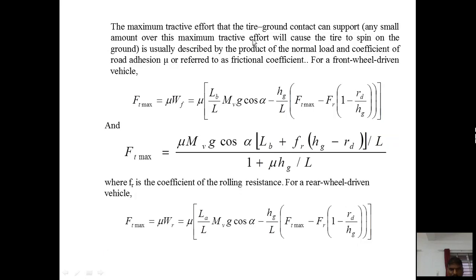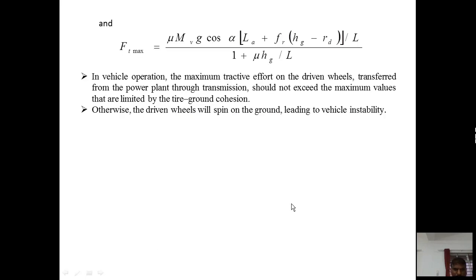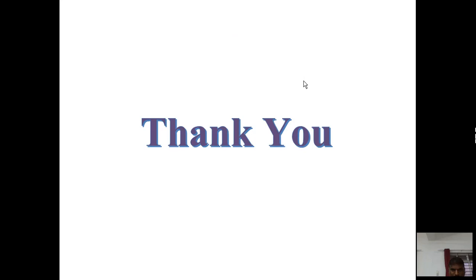Then the maximum tractive effort that the tire-ground contact can support is limited; going over this maximum tractive effort will cause the tire to spin on the ground. Here the F_t max formula is derived, and finally F_t max equal to mu M_v g cos alpha times (L_a plus f_r h_g minus F_w h_a divided by L), the whole divided by (1 plus mu h_g by L). Using this expression we can calculate the tire-ground cohesion, and the driven wheel will spin on the ground, leading to vehicle instability.